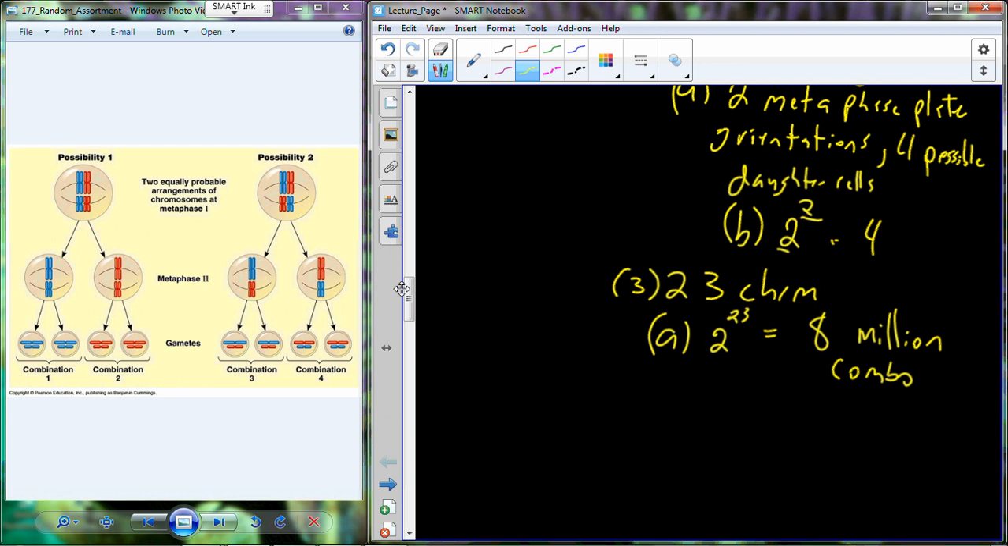So what does that mean? It means that each human can generate at least 8 million different types of gametes. And chances are, for men, you're producing multiple individual units of each of those 8 million combinations every time you go through spermatogenesis. Typical fertility for men is to produce about 100 million sperm. Each of those 100 million sperm is going to be one of those 8 million combinations.